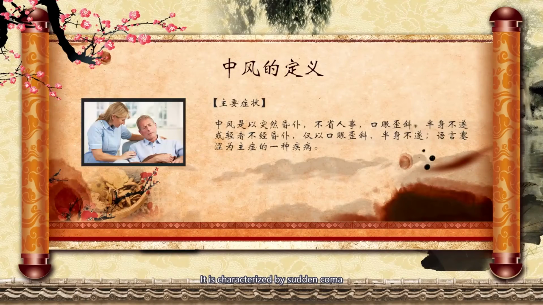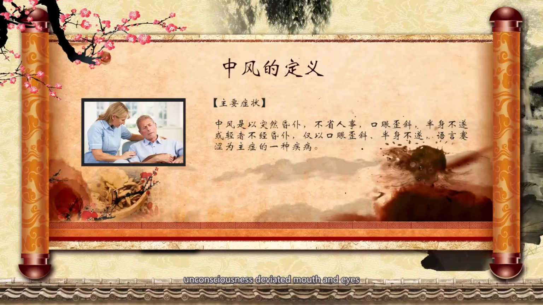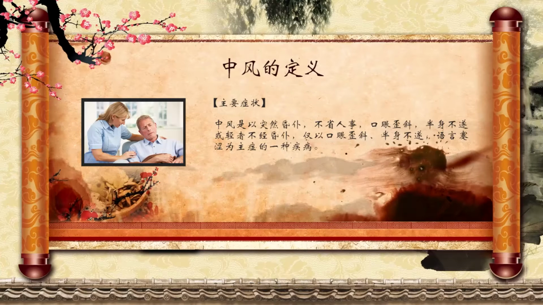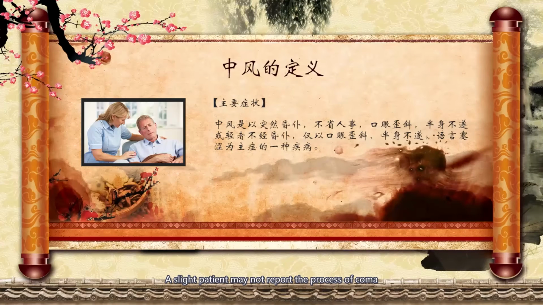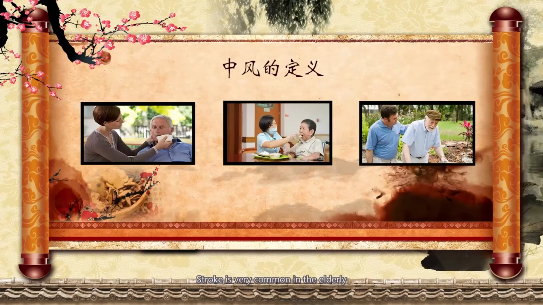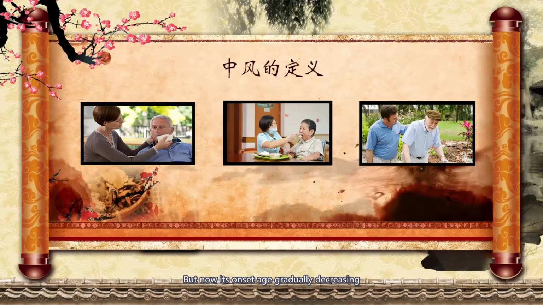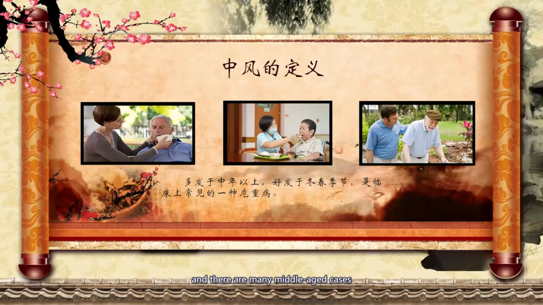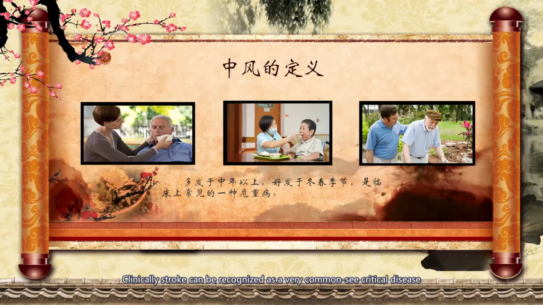As we all know, it is characterized by sudden coma, unconsciousness, deviated mouth and eyes, and hemiplegia. A slight patient may not report the process of coma, but only deviated mouth and eyes, hemiplegia, and difficult speech. Stroke is very common in the elderly, but now its onset age gradually decreases, and there are many middle-aged cases. Winter and spring are the seasons with high incidence of stroke.